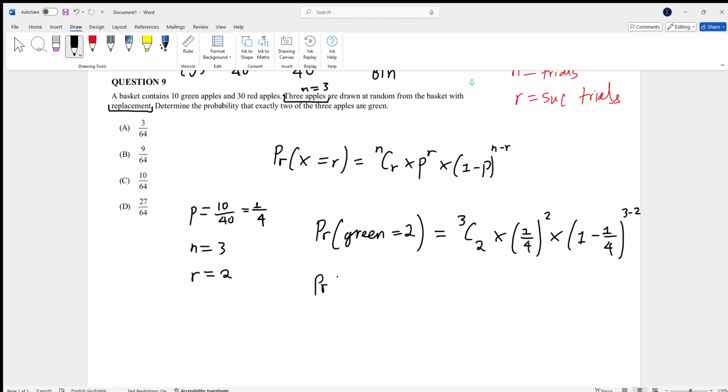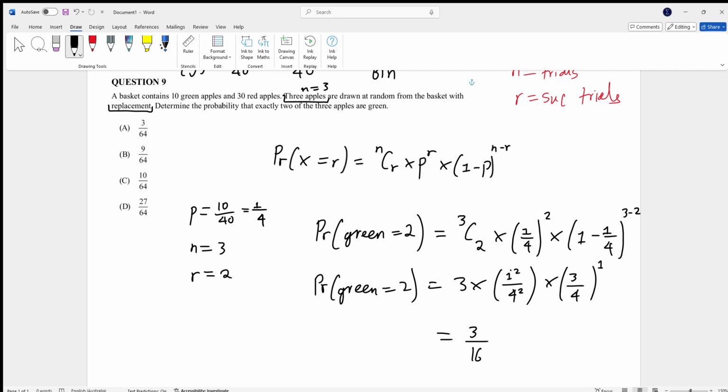So we've got the probability of green equals 2. So it will be equal to 3 times, now here I'll expand that power. So here that square would go on top and on bottom there. And just while we're at it, 1 minus a quarter would be 3 over 4, and that would be a power of 1. So here we've got 3 over 16, because 3 times 1 squared is 1, so 3 times 1 is 3, and then 4 squared is 16 because 4 times 4 is 16. Times 3 over 4, which would turn out to be 9, because 3 times 3 is 9, and 16 times 4 is 64.